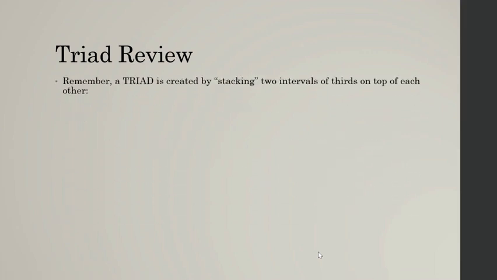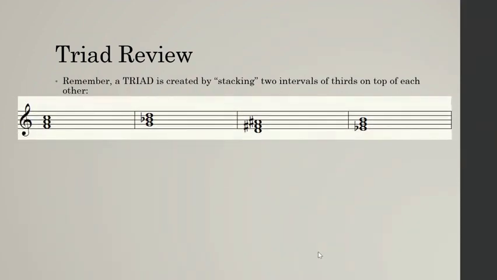So just remember, triad review. Remember, a triad is created by stacking two intervals of thirds on top of each other. That one's really important to remember in a definition context. So this lower note, the root, and then the third above the root, and then from the third to the fifth, even though 5 minus 3 is 2 if you count with our interval context 1, 2, 3. So two thirds stacked on top of each other. No matter the interval, there are always going to be two types of thirds stacked on top of one another. Okay, so don't forget that.